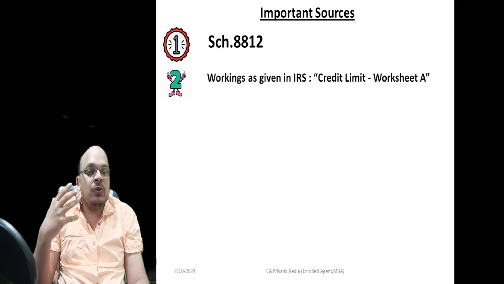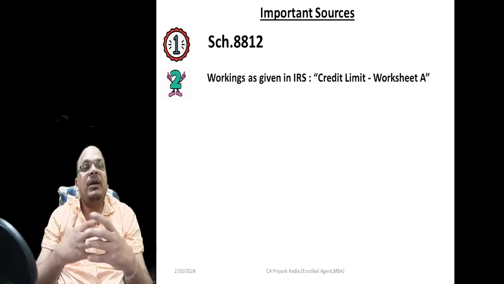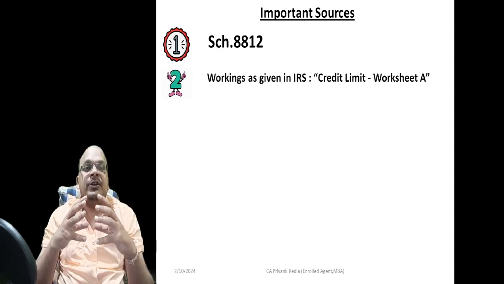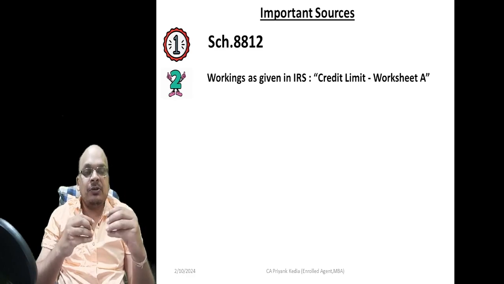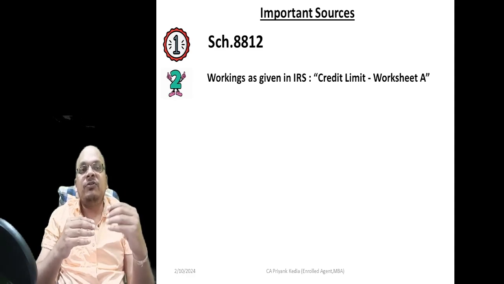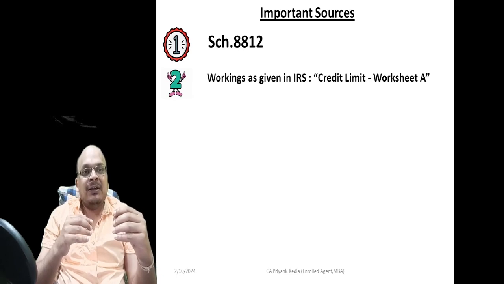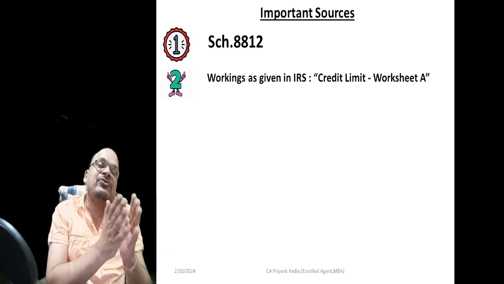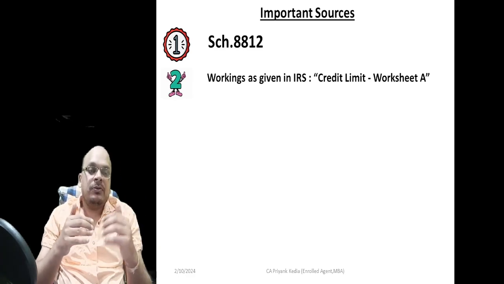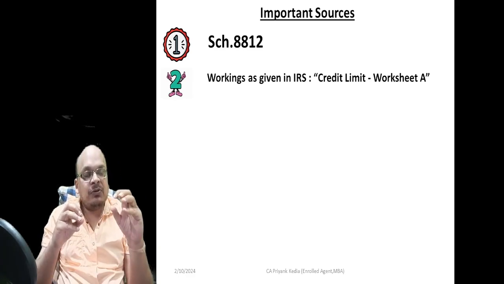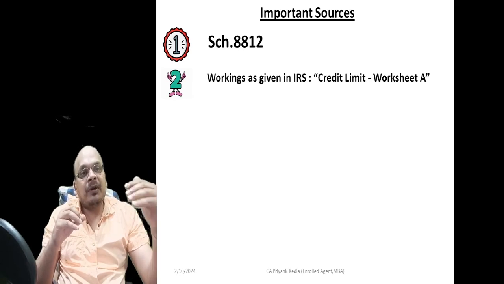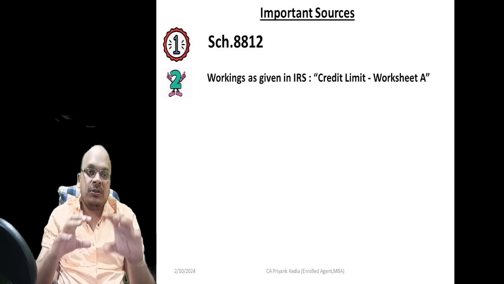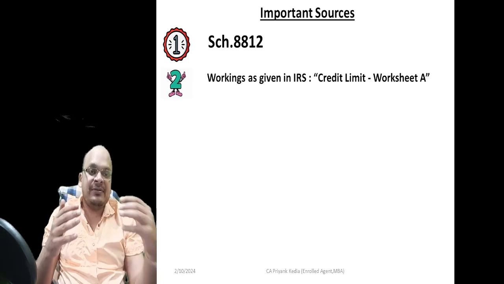After this, we'll have to look at the worksheet given by the IRS, named Credit Limit Worksheet A. What Credit Limit Worksheet A does is talk about certain calculations and set up the priority of the non-refundable credits, so that the amount that will be matched up with the child tax credit will be calculated. So it covers certain calculations and a certain flow, along with certain priorities given to some credits, after which the child tax credit comes into the picture. We'll talk about this worksheet also while calculating the credits.